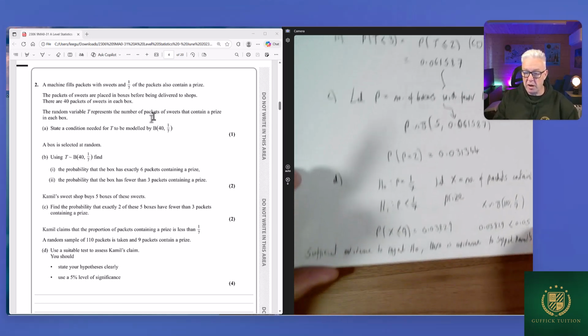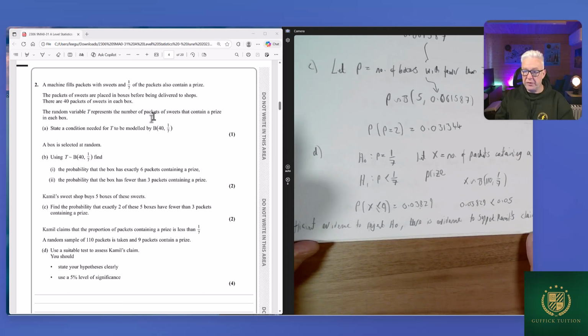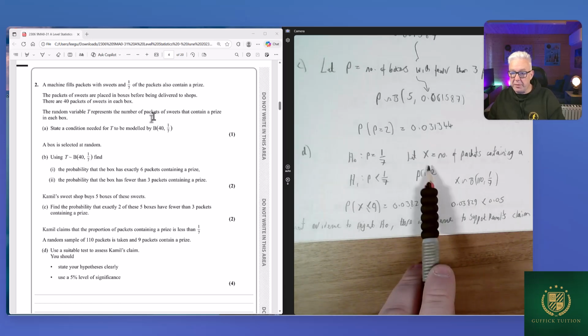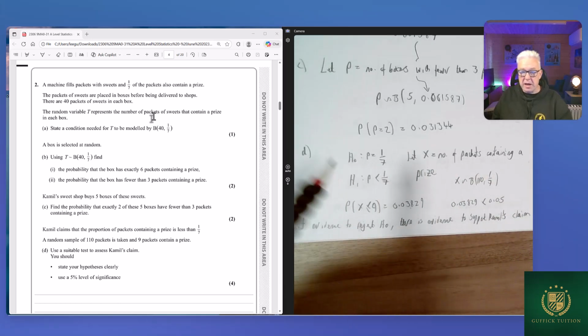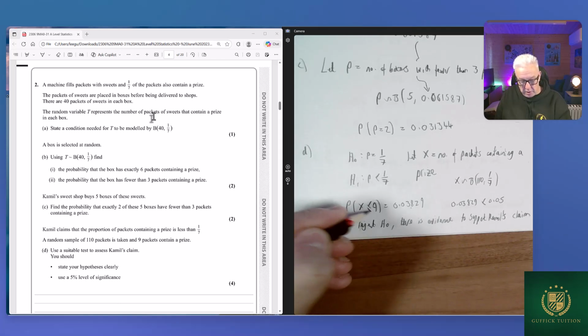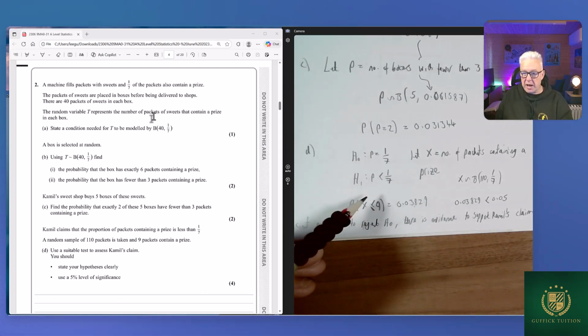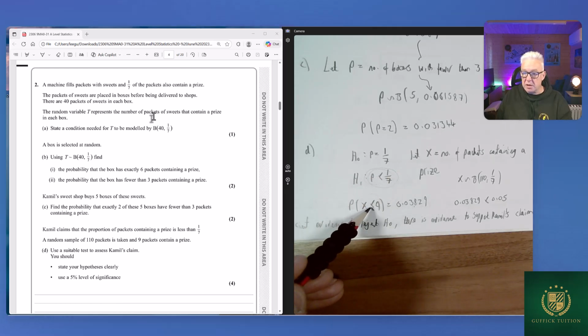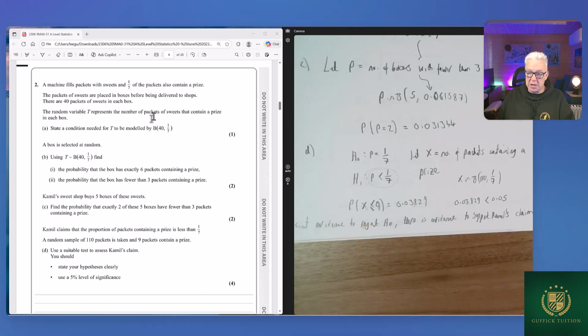Okay, so our hypotheses are, well, first of all we're going to need to define our test statistic. So I'm going to say let x equal the number of packets that contain a prize. Now our null hypothesis is that the probability is 1/7, and our alternative hypothesis is that the probability is less than 1/7. Okay, so we found that there was 9 packets that contained a prize. So we want to work out the probability of x is less than or equal to 9. We use less than because we're investigating here in a one-tailed test. The probability it's less than 1/7, so you'd use less than in the inequality symbol there.